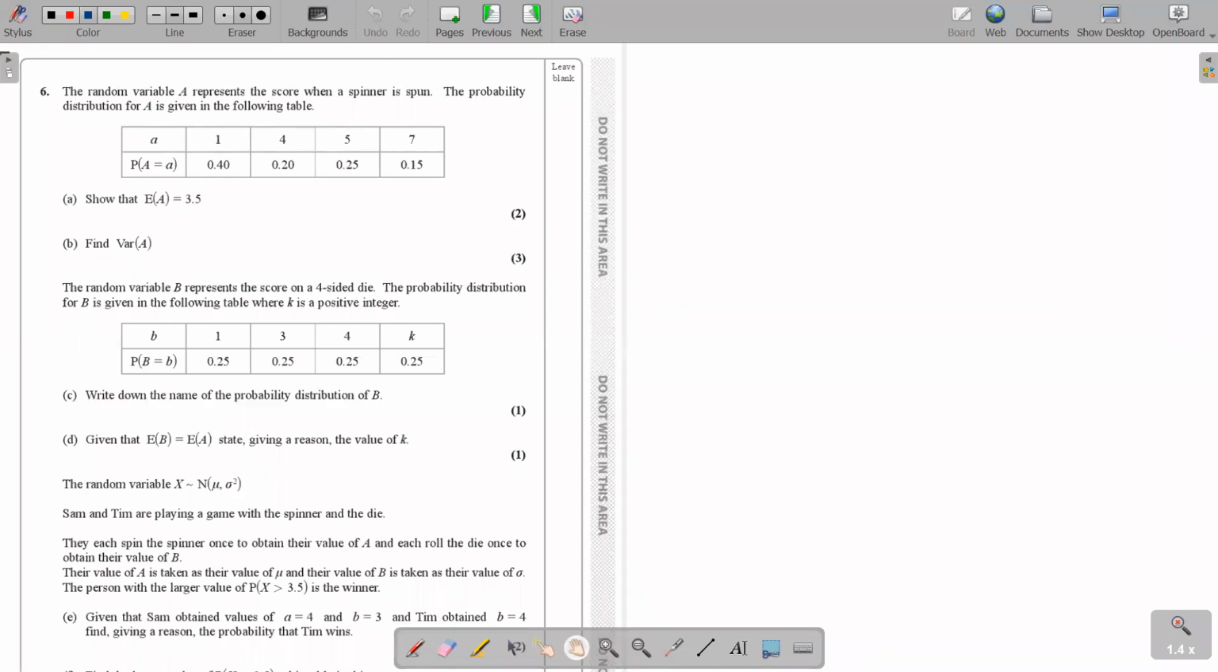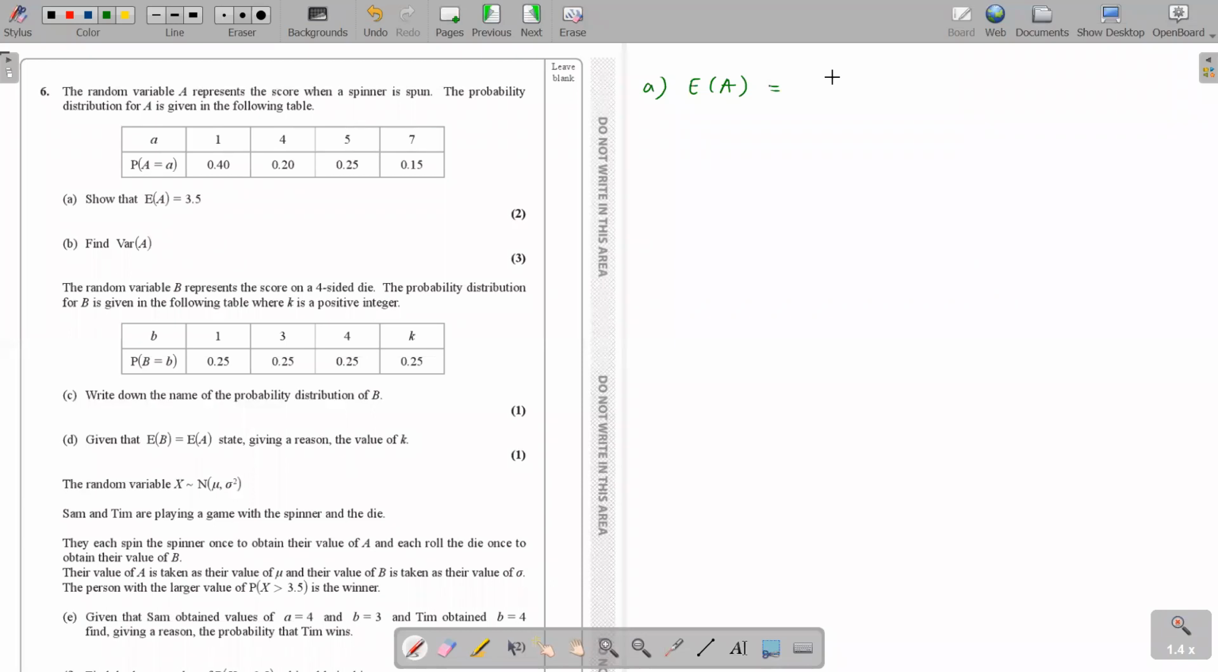Okay, so moving on to the last question in this paper. The random variable capital A represents the score when a spinner is spun. The probability distribution for capital A is given in the following table. So they have given you the probability distribution for the variable A when the spinner is spun. Show that the expected value of A is 3.5. How do we do that? How do you get the expected value of A?